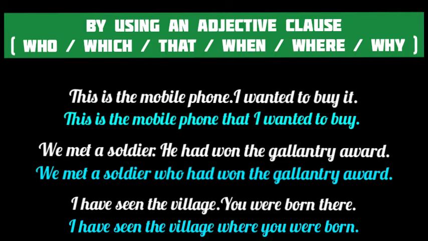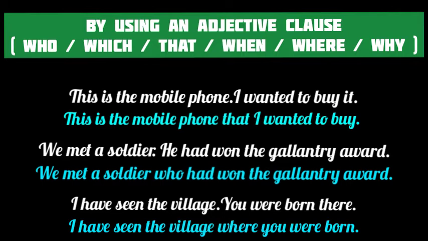We met a soldier and he had won the gallantry award are the two simple sentences here. The second sentence describes the soldier of the first sentence. So these two simple sentences are combined as the complex sentence: we met a soldier who had won the gallantry award, in which we met a soldier is the principal clause and who had won the gallantry award is the adjective clause initiated by the relative pronoun who.